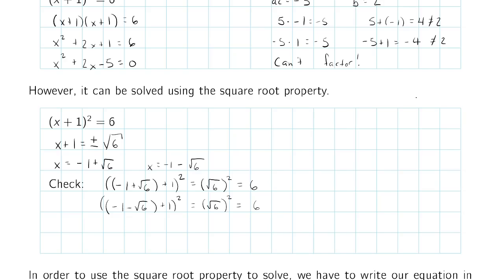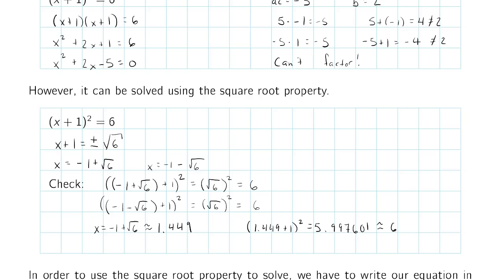We can also check by getting decimal approximations for these numbers. All right, so if x is -1 plus root 6, that's approximately equal to 1.449. And so we can plug in 1.449 plus 1 squared is 5.997601, which is very close to being 6.